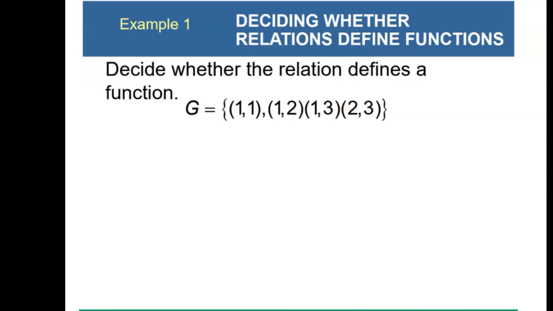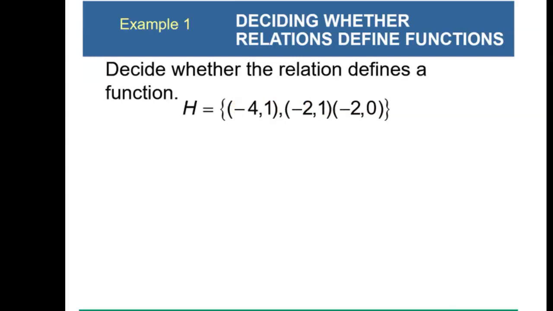Let's look at another set. So here, in this set of ordered pairs, it is a relation because every set of ordered pairs is a relation. However, this relation is not a function. We know that it's not a function because we have the x value of 1 repeating. It's being paired with multiple y values.